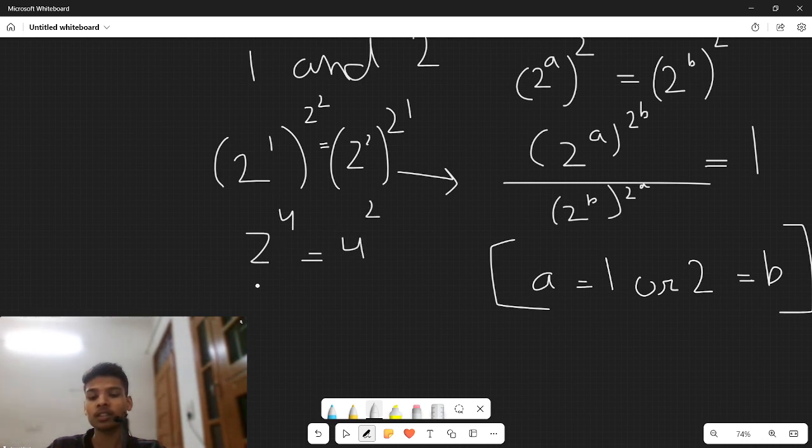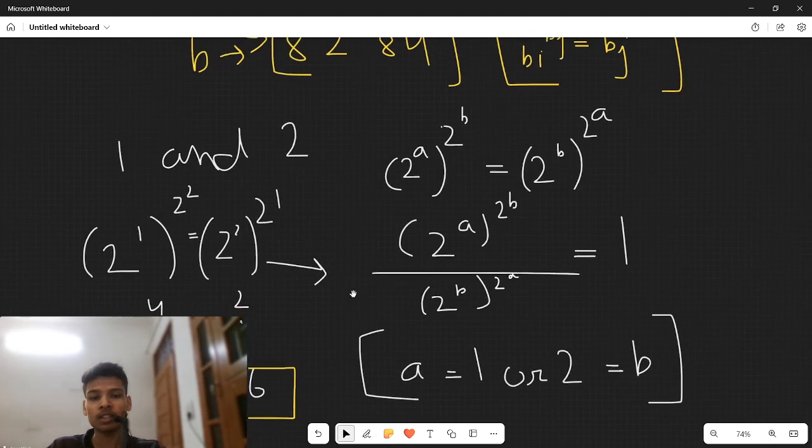So what is this? This is simply equal to 2 to the power 4, which is 16. And what is this? This is also 16. So this is the only equation which is satisfying this equation. Else if I'm giving any other value of a and b, this equation will never be satisfied, right?